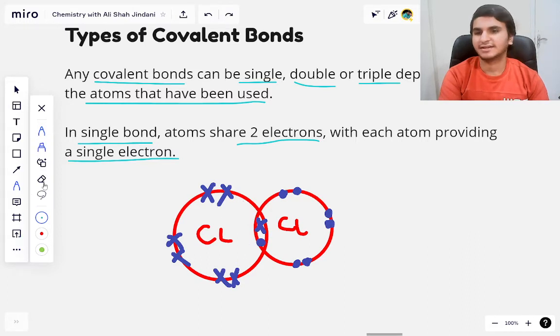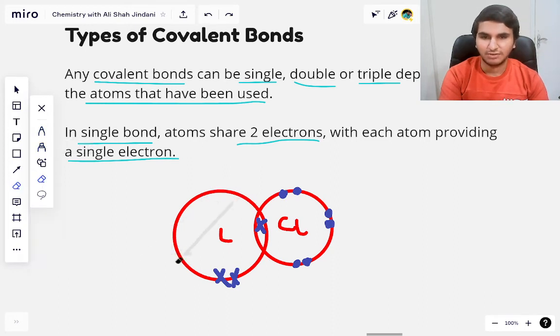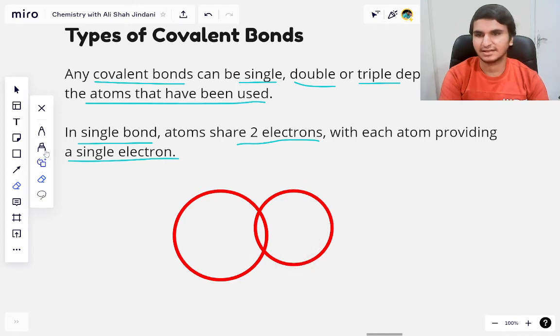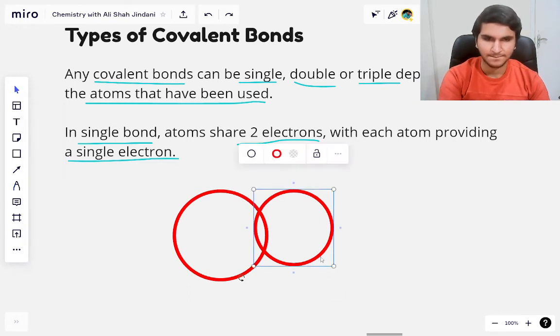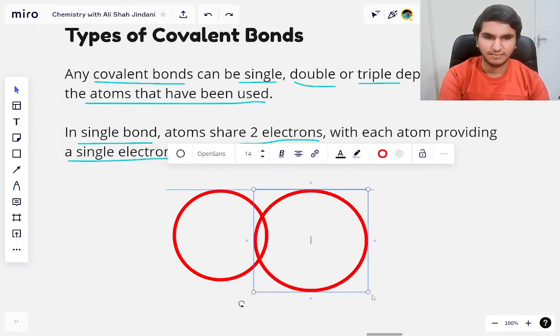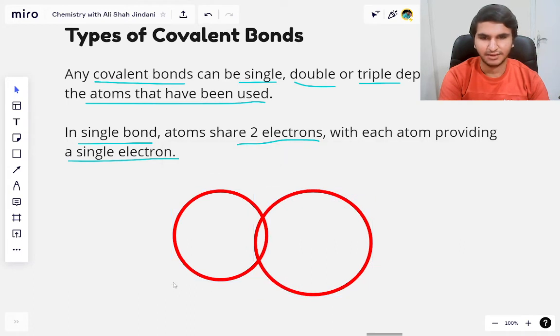So now let us talk about some other covalent bonds. We have got a double bond, we've got a triple bond as well. Let me clear this, and actually we can use these circles already. Let me make these a little bit bigger.